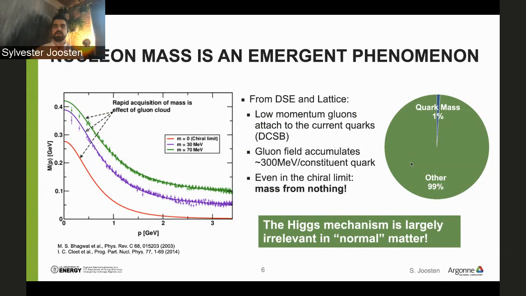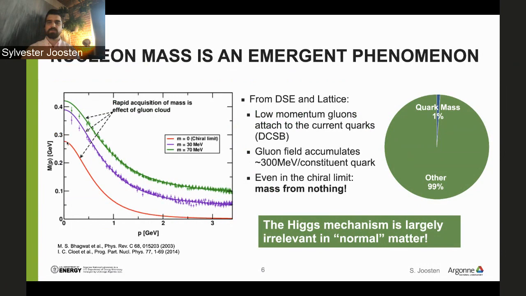So 99% of the mass of the visible universe is made out of protons and neutrons. However, protons and neutrons are made out of quarks that, if you add up their mass, make up only about 1% of the total proton mass. And it's been known since the 80s from various different calculation techniques, here on the left I illustrate Dyson-Schwinger equations and lattice QCD, that even in the chiral limit, if you assume that the quarks are massless, the constituent quarks still accumulate about 300 MeV per constituent quark by absorbing the gluon field that surrounds them, which means that in the chiral limit, we get mass from nothing, and the Higgs mechanism really doesn't matter that much when it comes to trying to understand the proton mass.